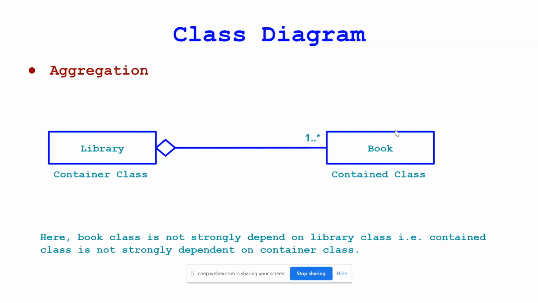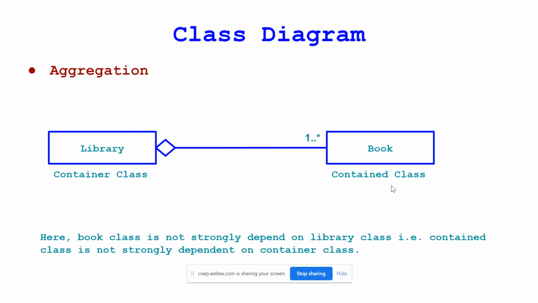The example is given here. Library is one class and the second one is book, also a class. Here we consider that library is a container class and book is a contained class. Container class means whatever the contained class holds belongs to the container class. In the library example, multiple books are there, so the library contains the books. That's why we consider library as a container class and book as a contained class. Here again we have shown the relationship: 1..* means multiple books are there. This is the way of representing the aggregation relationship between the library and book classes.